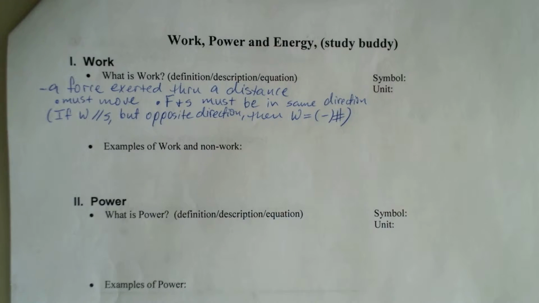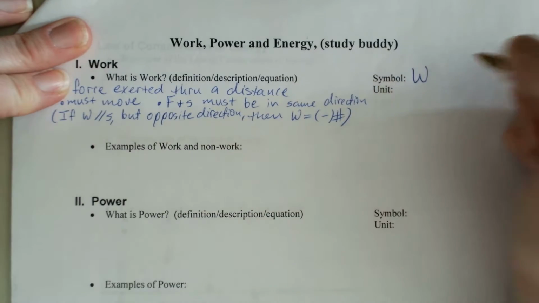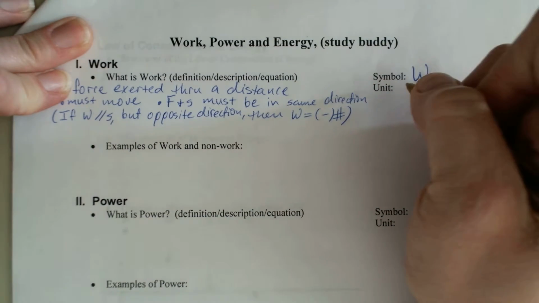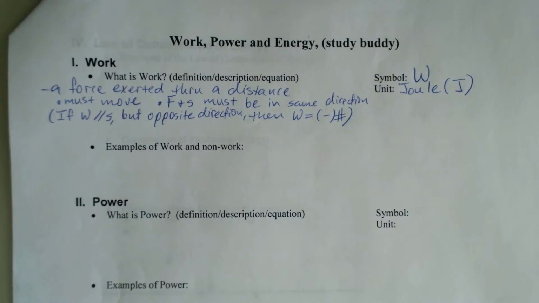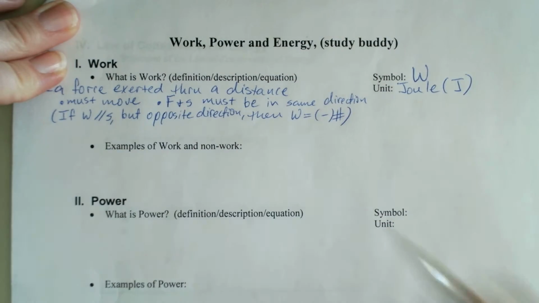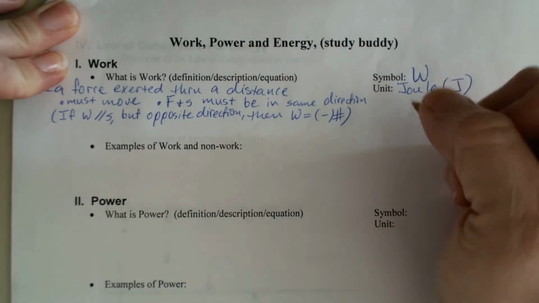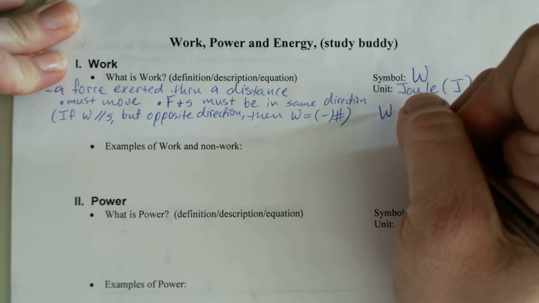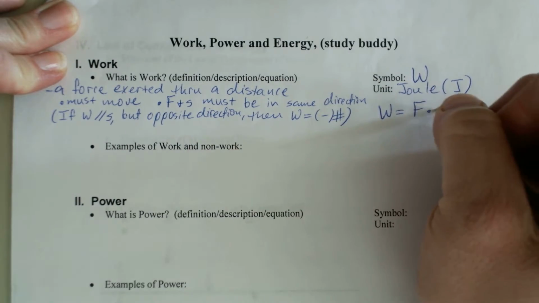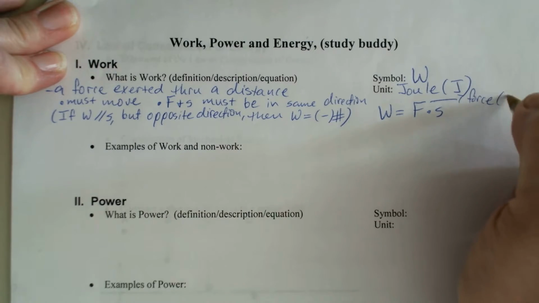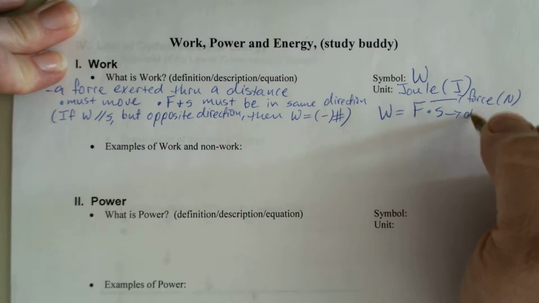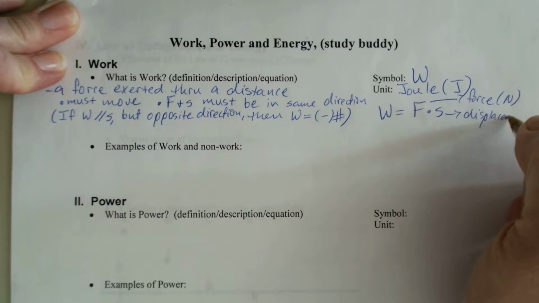The symbol for work is a capital W. The unit for work is a joule, which is a capital J. And if you're doing the formula, there are two formulas. The general formula is work is equal to F times S, where F is force in newtons and S is displacement in meters.